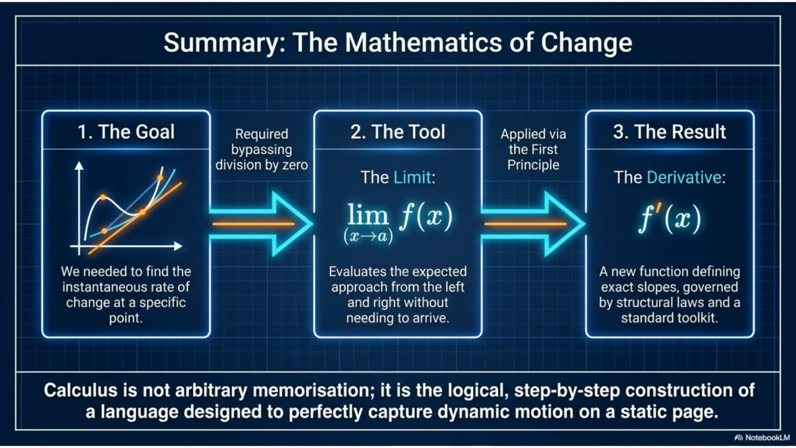In summary, calculus allows us to move from an average rate of change to an instantaneous one by using limits to bypass division by zero. It is a logical construction designed to capture dynamic motion in mathematical terms.